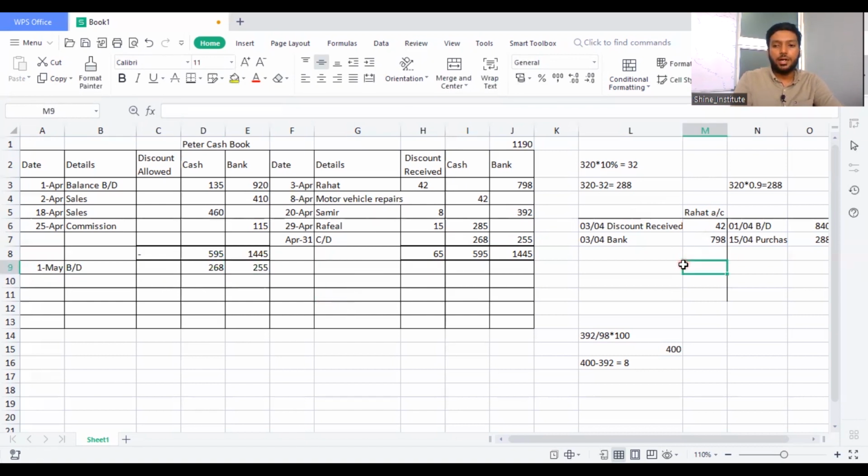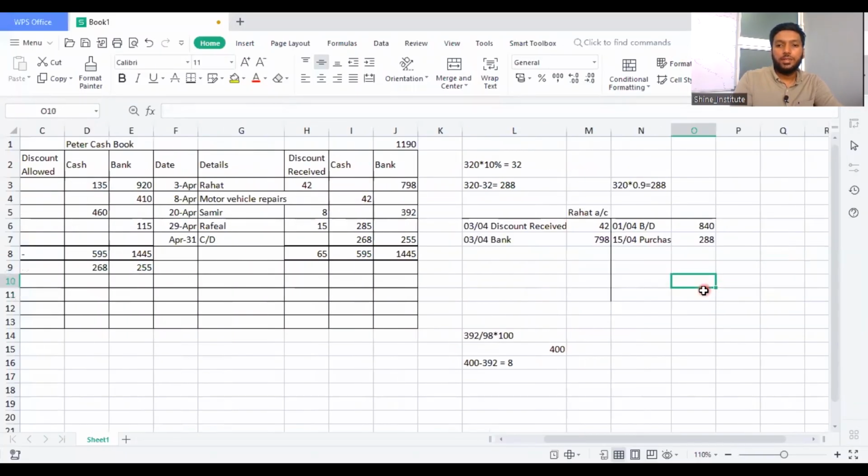I'm going to complete the Rahat's account because almost everything is looking okay under the cash book. So let's do the Rahat's and complete it now. So now here you can see that we have a complete way to finish this off. I'm going to finalize this part.